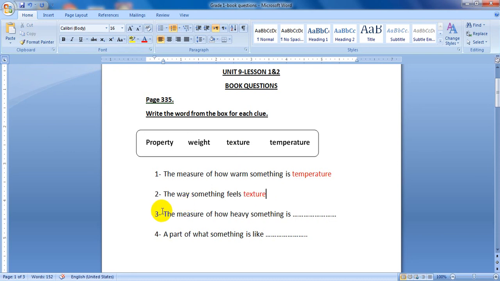Okay, let's move to the third one. The measure of how heavy something is. How heavy is it? We still have only 2 words, property and weight. Which one of them means the measure of how heavy something is? It means its weight.